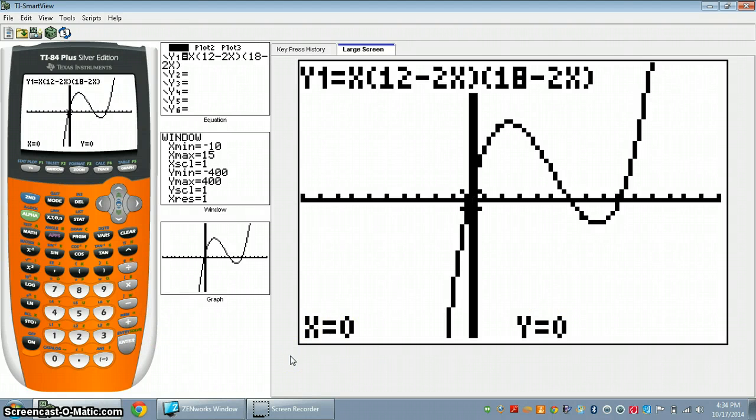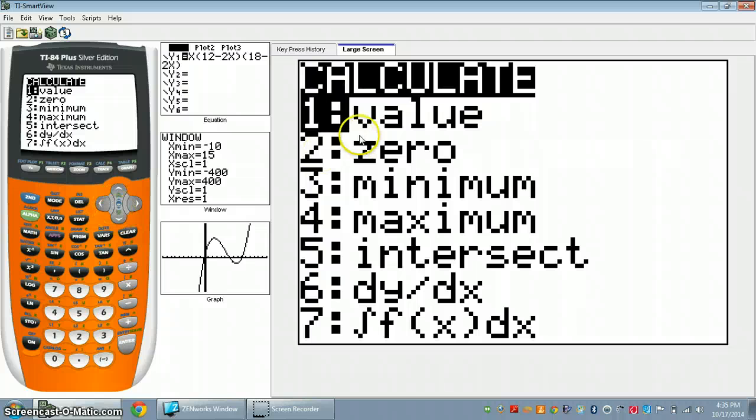The next key characteristic that we talked about was our x-intercepts. Where does our graph cross our x-axis? Well, we clearly know one of them at 0, 0, but there are two more. And we don't always know if they cross at whole numbers or integers. So in order to do that, you're going to have to hit second trace, and pick number 2, that 0 option.